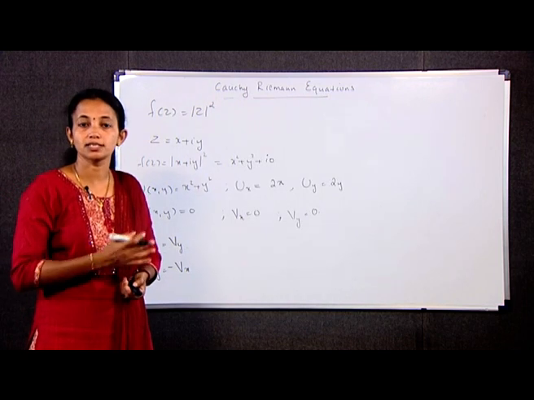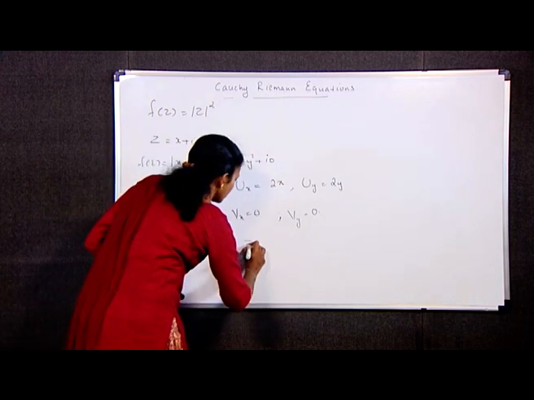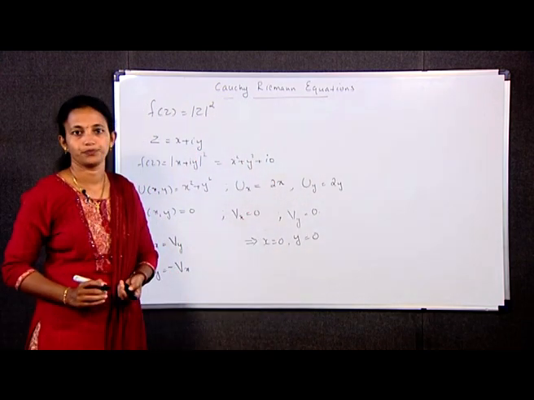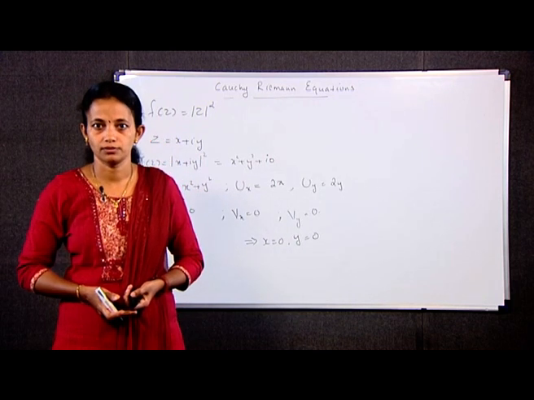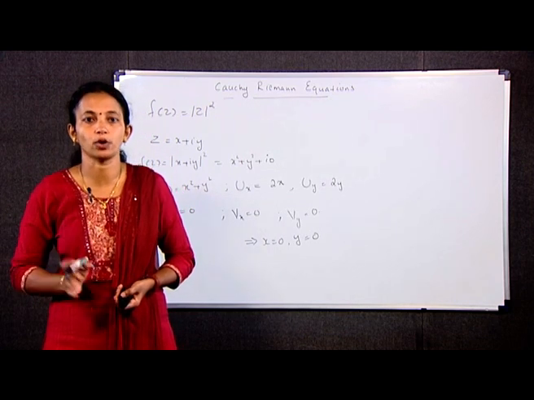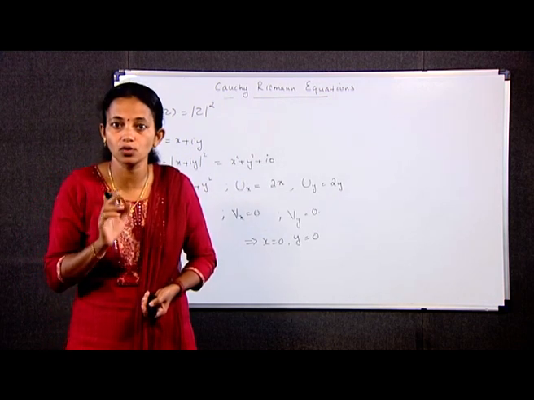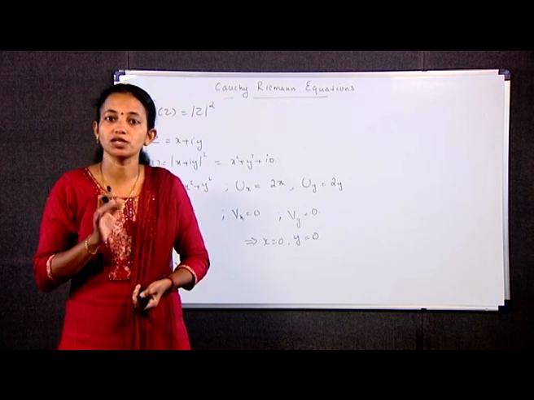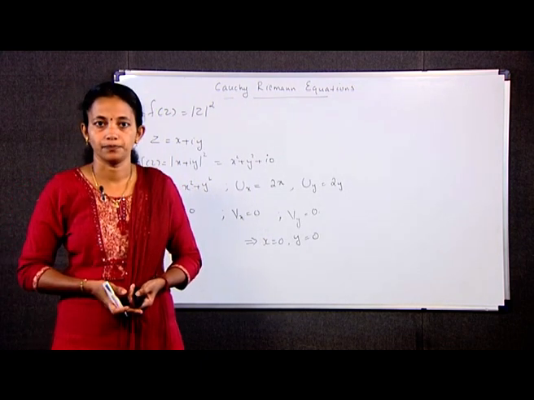So, 2x is equal to 0 and 2y is equal to 0, which implies that x is equal to 0, y is equal to 0. Hence, the Cauchy-Riemann equations are satisfied only at the origin. Consequently, f dash z does not exist at any non-zero point. Theorem 1 does not ensure the existence of f dash 0 for the function in the previous example. To ensure this, we need a sufficient theorem. Due to the importance of the example, we will consider it again.